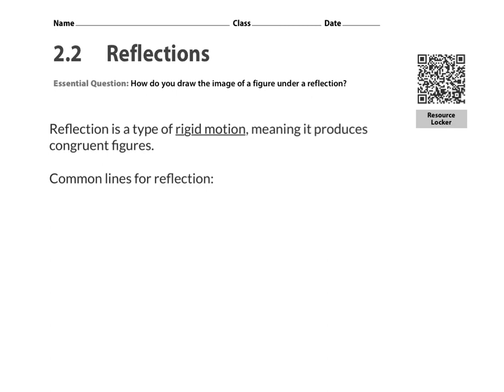Okay, this video should be short again. This is the second part of our lesson, which is 2.2 reflection. So as we've talked about before, reflection is a type of rigid motion, which means it produces congruent figures. So it's not going to change the size. It's going to stay the same shape and size.